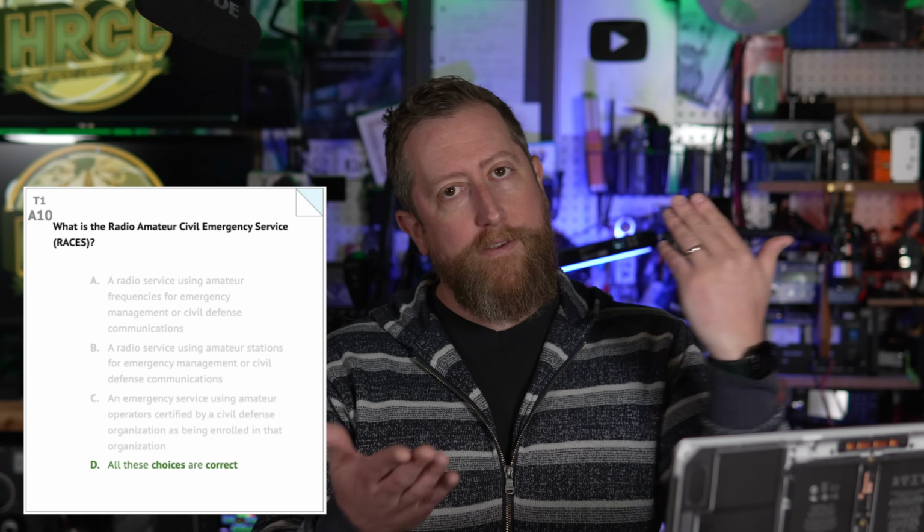Alpha 10. What is the Radio Amateur Civil Emergency Service, the acronym RACES? And D, all of these choices are correct. So the RACES is a radio service using amateur frequencies for emergency management or civil defense communication. Yep, that makes sense. It's an emergency service. A radio service using amateur stations for emergency management or civil defense communications. Almost a retelling of the same thing from A. And then C, an emergency service using amateur operators certified by a civil defense organization as being enrolled in that organization. A lot of word salad on those three, kind of saying the same thing, so all these choices are correct. Alpha 11, the last of category alpha within sub-element 1.